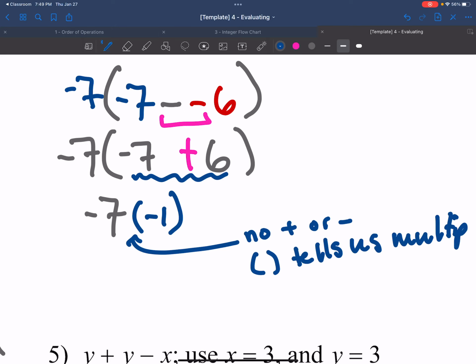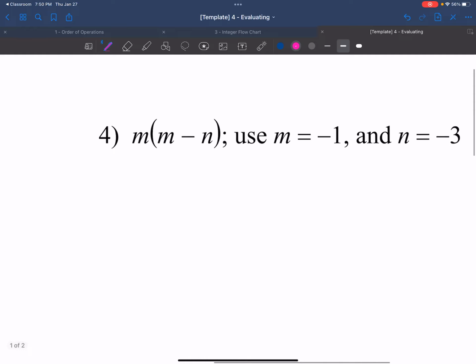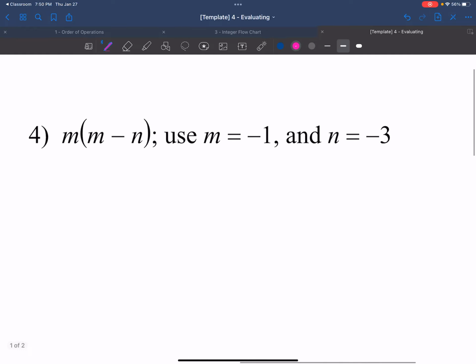Okay, so we have to figure out what's -7 times -1. Oh, no, that's not it. -7 times the -1 is a +7. I was adding and multiplying at the same time. Crazy. All right, let's look at number 4.